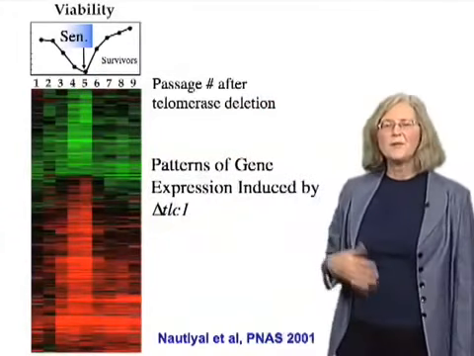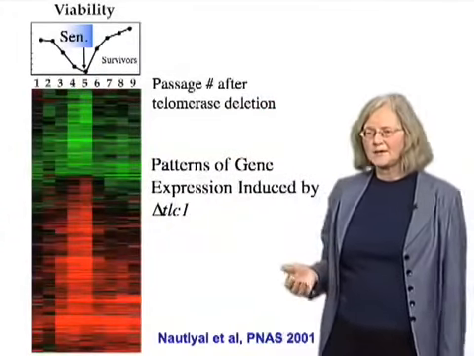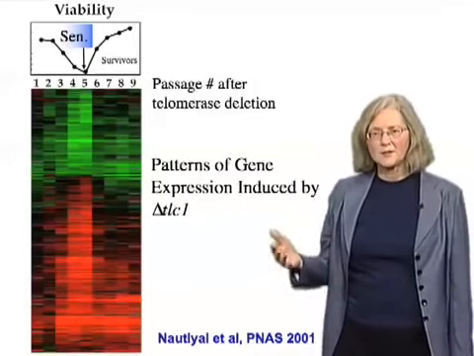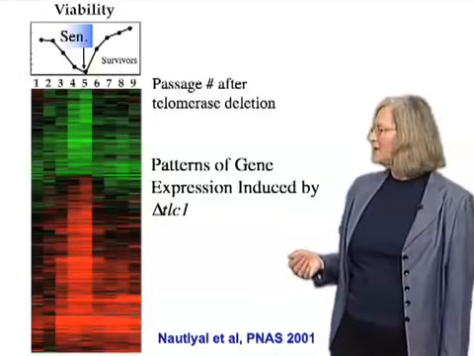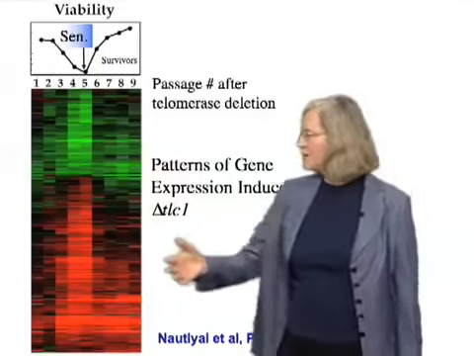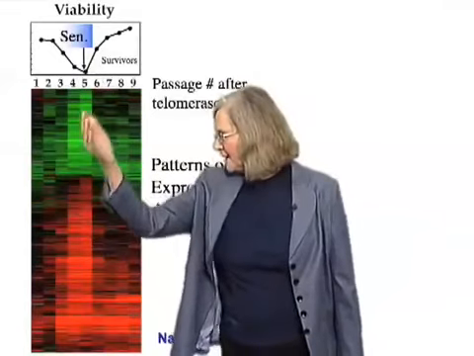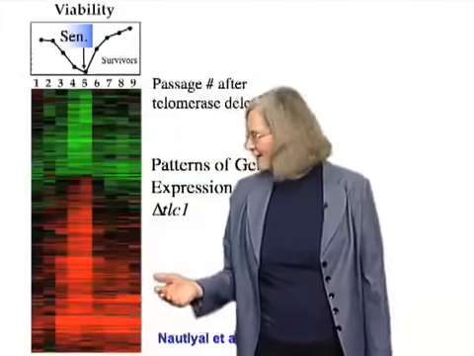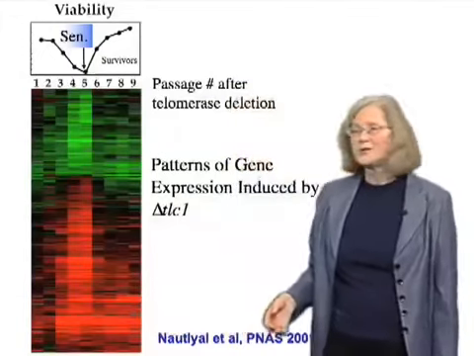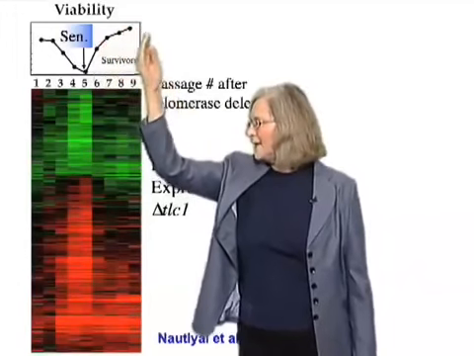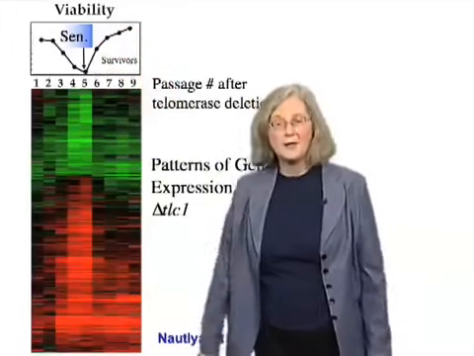650 genes is something like 10% of the genes in the genome, which is about 6,000 to 7,000 genes. So about 10% of the genome shows a change in expression, particularly at senescence. But also, as I'll show you, some genes remain changed even when the cells are growing well, maintaining their telomeres through this recombination mechanism.